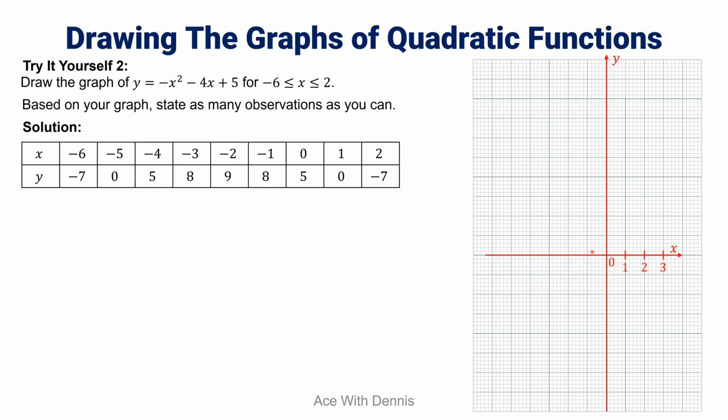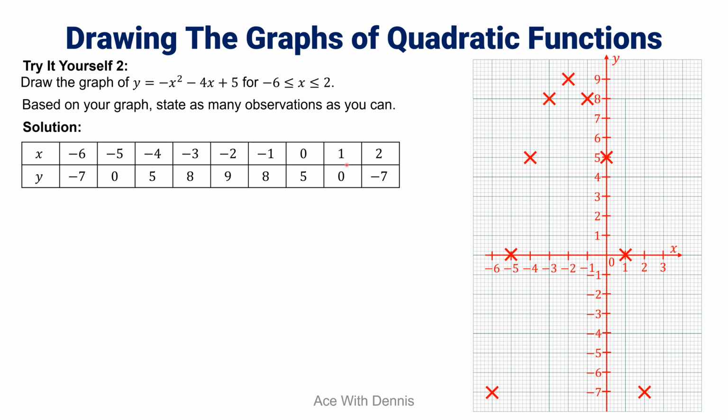This will be the positive values for the x-axis. This is the negative values for the x-axis. This will be the positive values for the y-axis, and the negative values for the y-axis. So once you have all these scales, then we can start to plot the points. The first point, -6, -7. So this is the point. -5, 0. Then continue with the rest of the points.